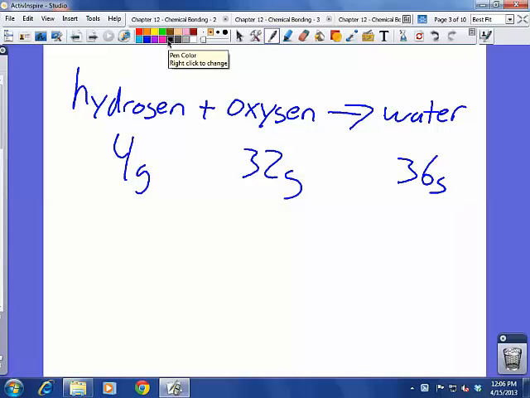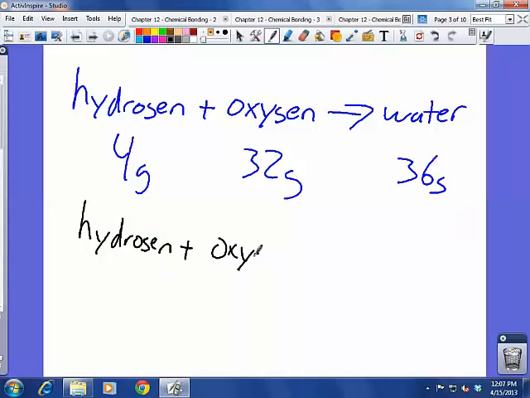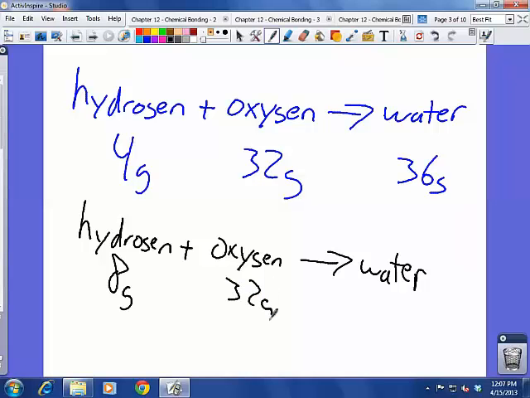Because let's say we have, once again, hydrogen coming together with oxygen to form water. And we know right now that if 4 grams reacts with 32 grams to form 36 grams of water, what if this time I had 8 grams of hydrogen, 32 grams of oxygen, but I still only made 36 grams of water? What else am I missing?